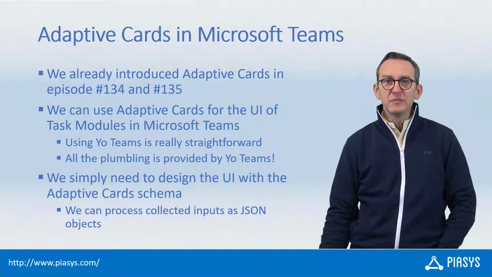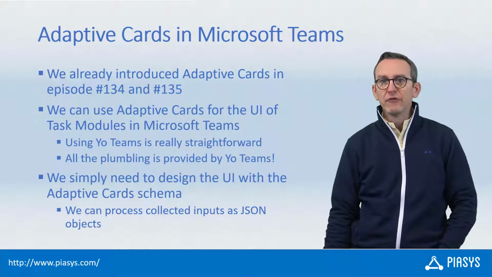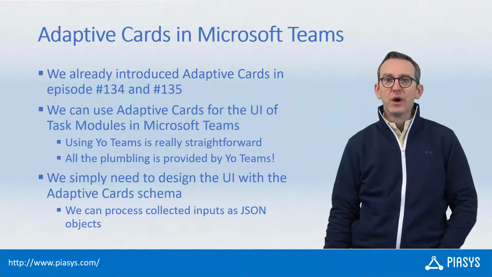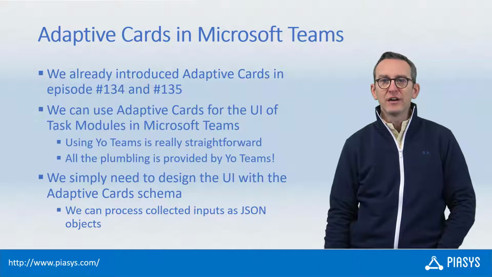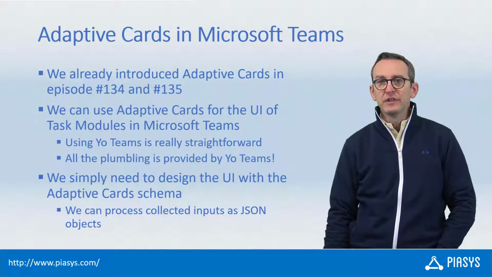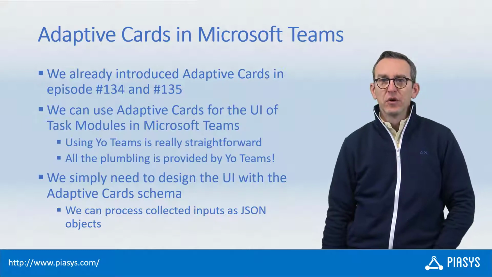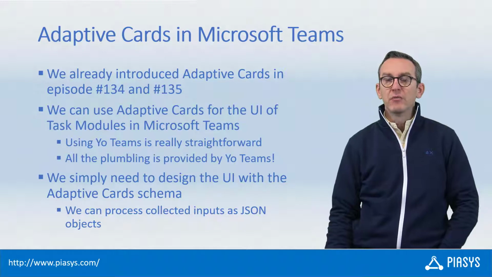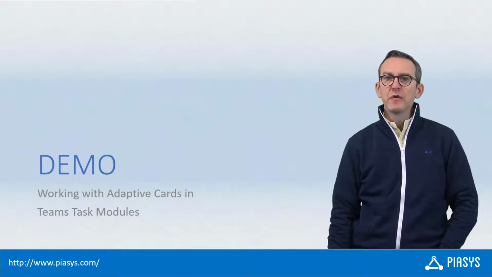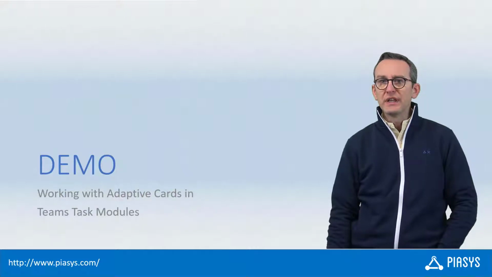And the Yo Teams generator will provide all of the plumbing for you, so your life will be really easy whenever you want to use an adaptive card to build the UI. You will simply need to design the card and include the card definition in the rendering of the task module, and eventually in the rendering of the output of the task module if it is, for example, a task module for a messaging extension. So, let's move to the demo environment and see how to create a task module based on an adaptive card.